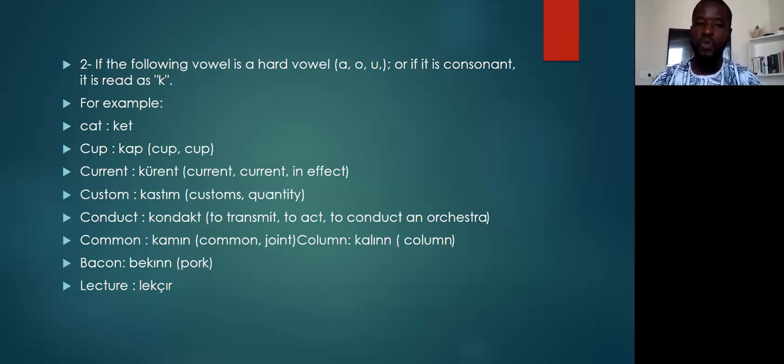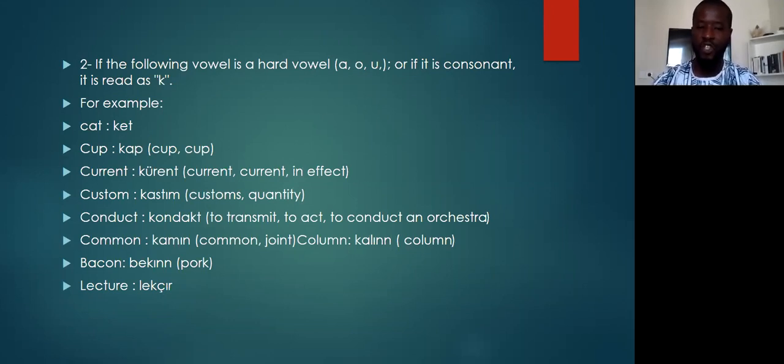And the third one, we have current. After C, you have U. That's why you pronounce it like current, okay? And we have custom, okay? After C, you have U, and we have conduct, and we have common, beacon, and we have lecture, okay?